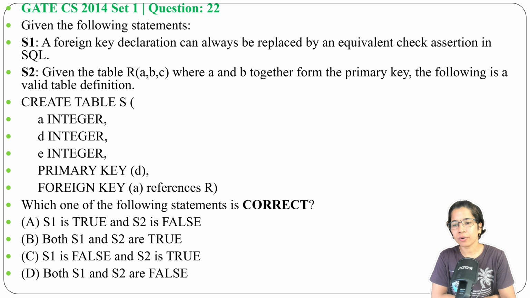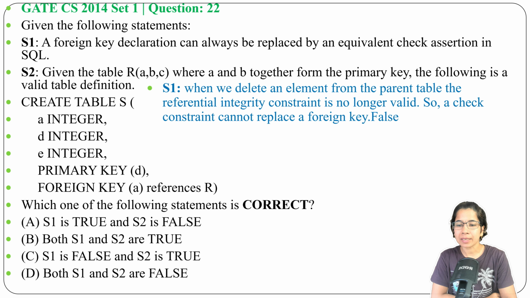Statement 1. A foreign key declaration can always be replaced by an equivalent check assertion in SQL. When we delete an element from the parent table, its referential integrity is no longer valid. Hence, this is false. So, a check constraint cannot replace a foreign key. The statement is false.